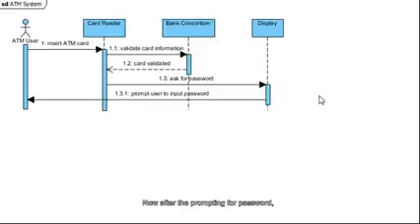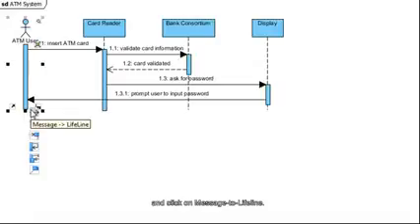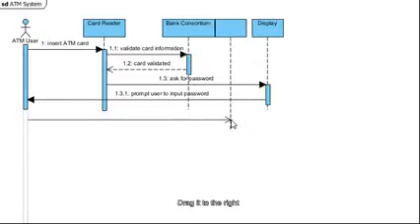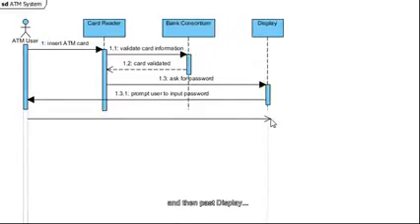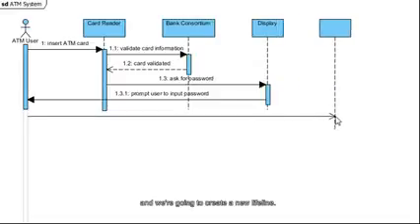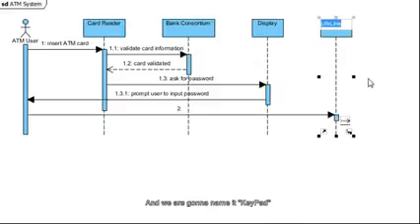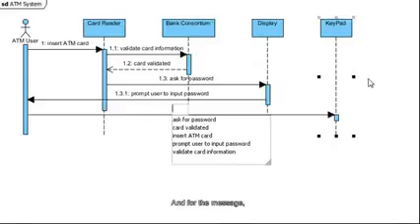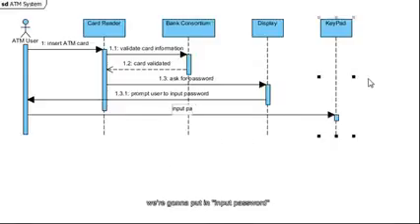Okay, now after the prompting for password, the ATM user will input it. So select the vertical bar here and click on message to Lifeline, drag it to the right, and then pass display, and we're going to create a new Lifeline. So release your mouse button about here, and we're going to name it Keypad. Press enter when you're done, and for the message we're going to put in input password. Press enter when you're done.